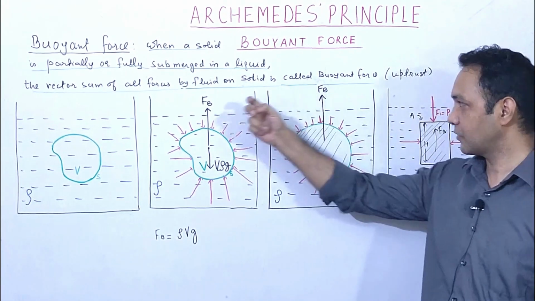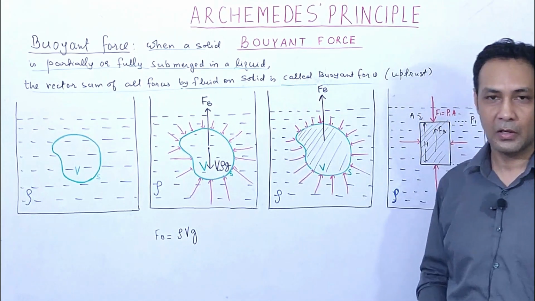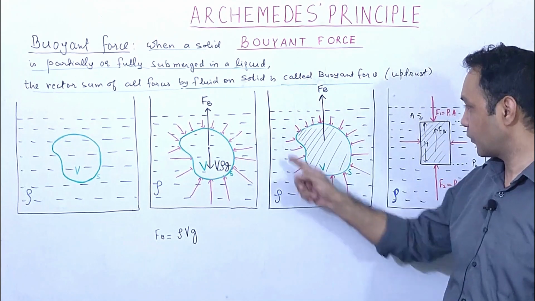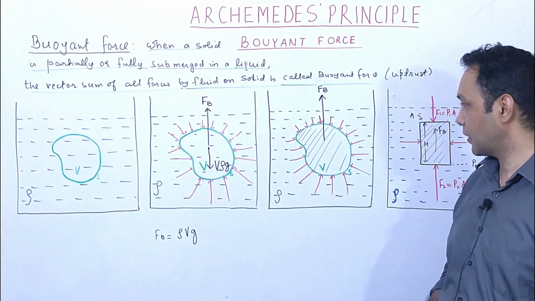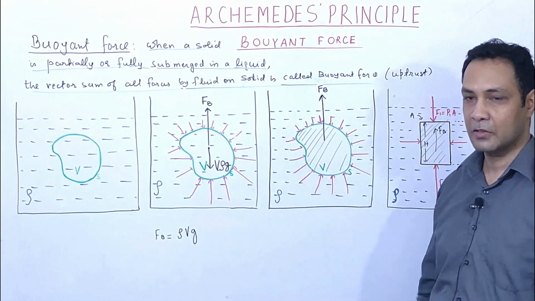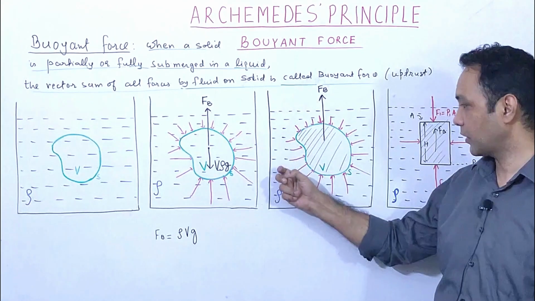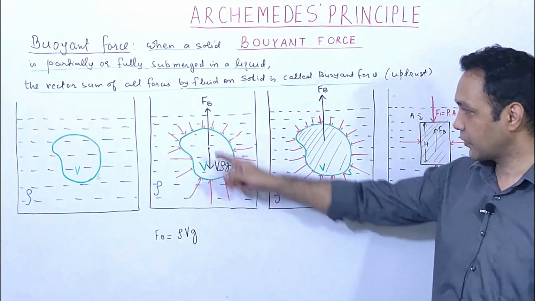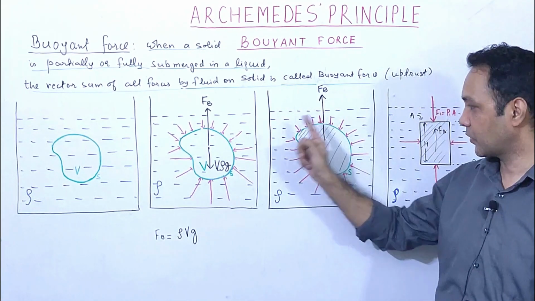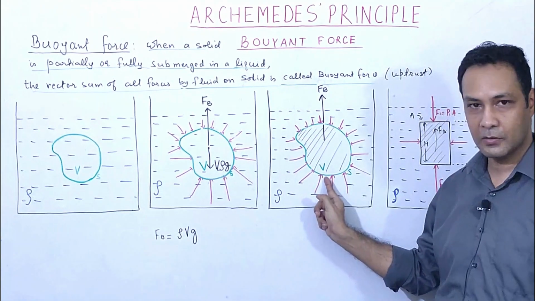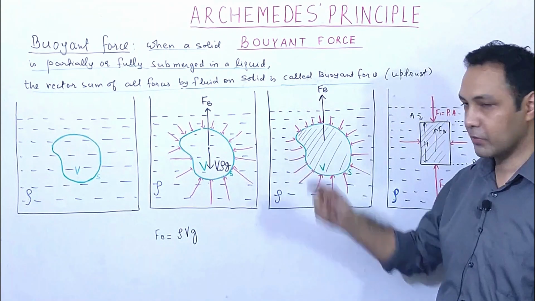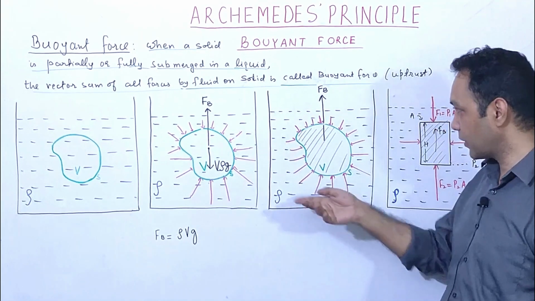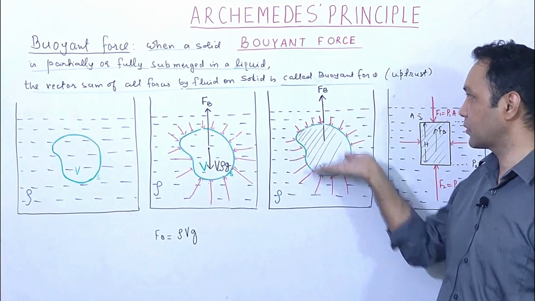So should this Fb and that Fb be the same or different? Actually they should be the same, because this force due to pressure has nothing to do with what is inside. It has only to do with the liquid. The liquid has the same density, so whatever the pressure is here, that would be the pressure here, and the boundary is the same, the liquid is the same, so all these forces are the same. So here the vector sum of all these forces must be Fb.